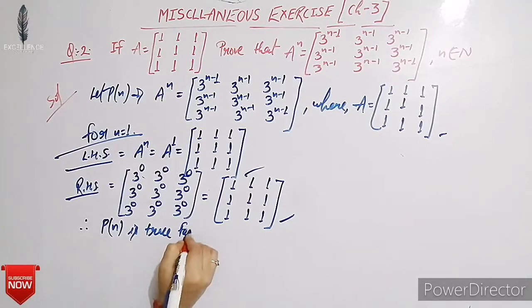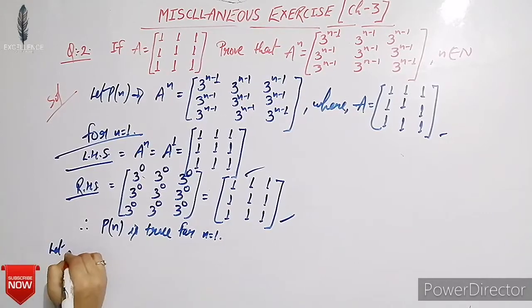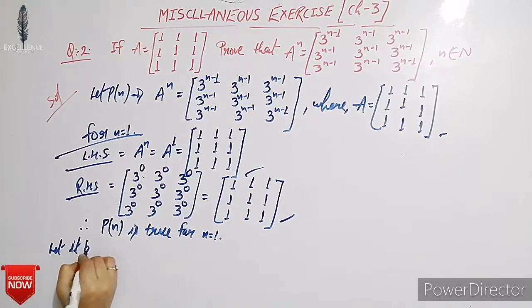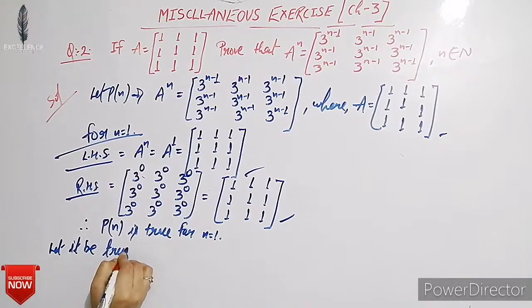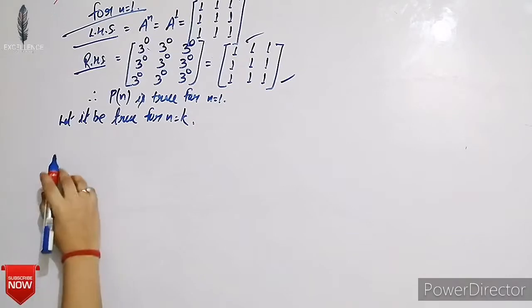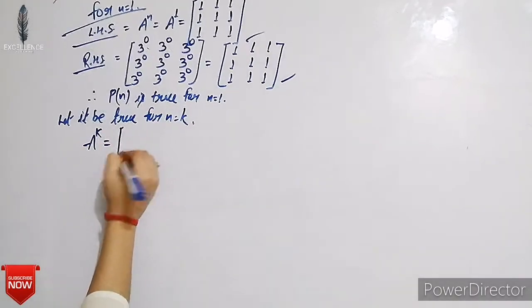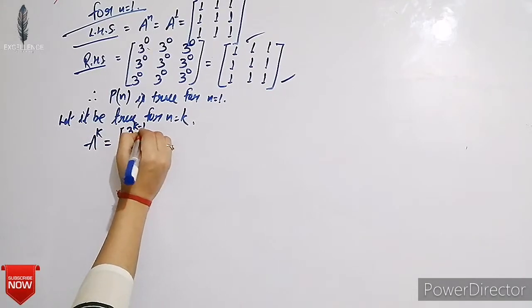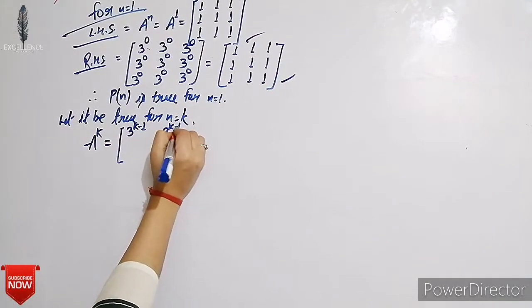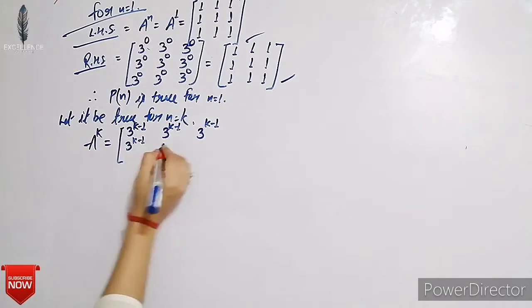Next let it be true for n equals to k. Let P of n be true for n equals to k. So, A raised to k is equals to 3 raised to k minus 1, 3 raised to k minus 1 and 3 raised to k minus 1. Same second and third row.